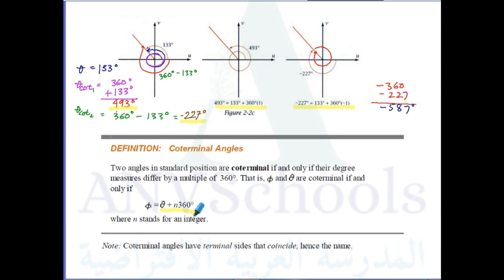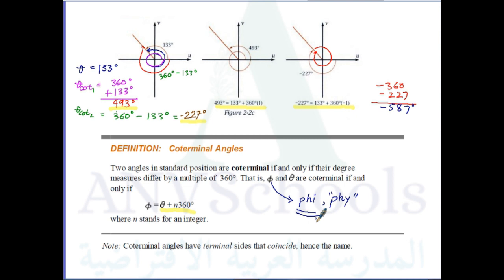So there is phi, which is also a Greek letter, similar to the pronunciation of physics. Phi and theta are coterminal if and only if phi is equal to theta plus n times 360 degrees, where n stands for an integer.